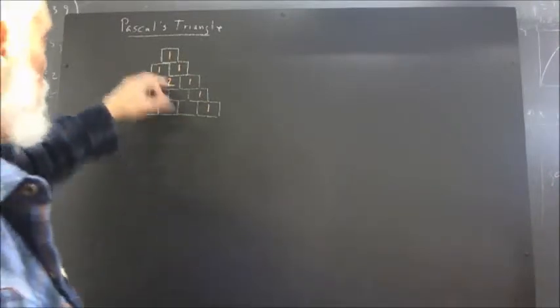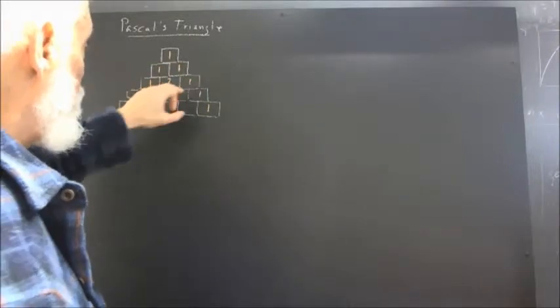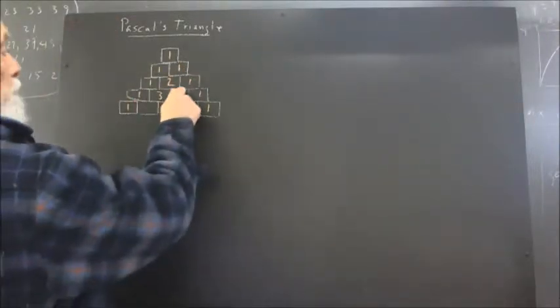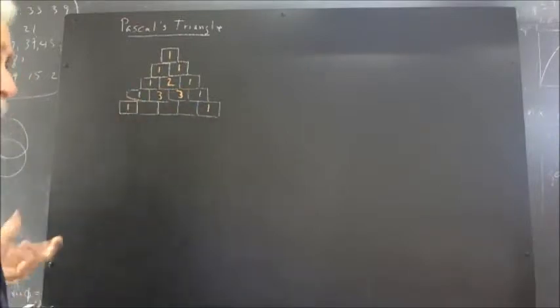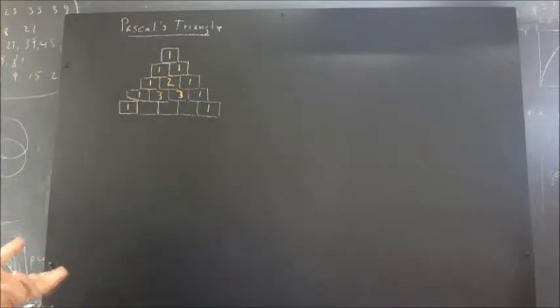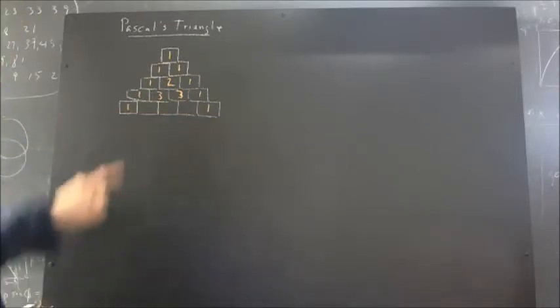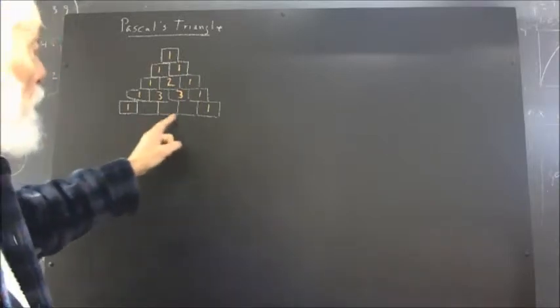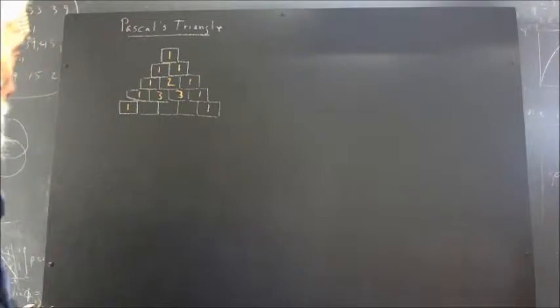Okay, this block has a 2 and a 1 in the blocks above it. So we add the 2 and the 1, we get 3. Now, go ahead and stop, pause the video a second, and fill in what you think belongs in the 3 unlabeled blocks of the last row here.